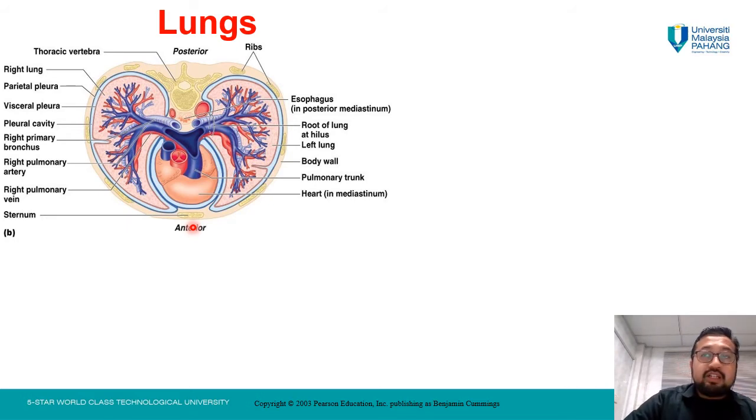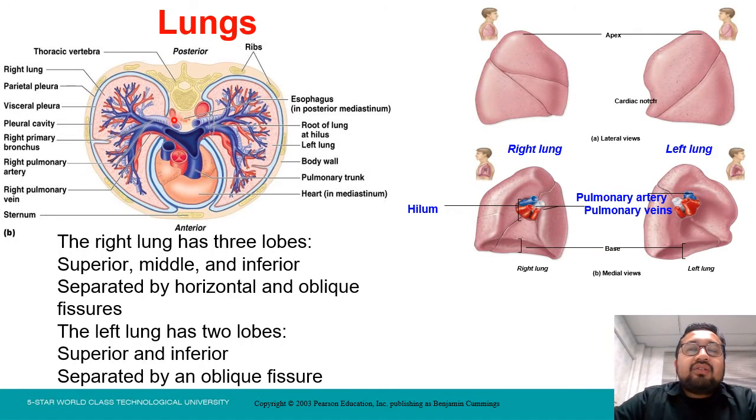Okay, so heart here in the mediastinum, alright, then pulmonary trunk, body wall, left lung, root angles of lung, esophagus lah, belakang dia, posterior mediastinum. Okay, this is what I call a fissure. Ini adalah fissure tu. Okay, and this is apex. In the left lung, dia ada notch to occupy the heart. So kita sebelah kiri kita ada heart. So ada some notch here in the left lung.